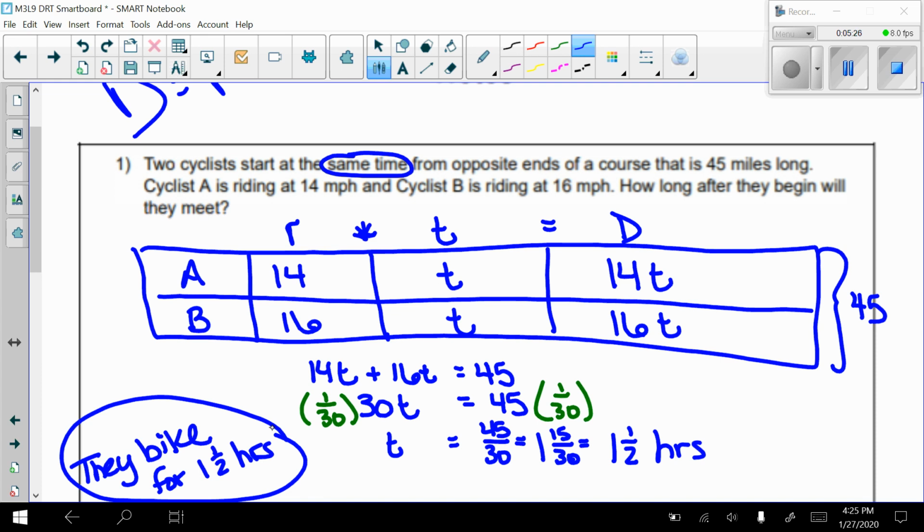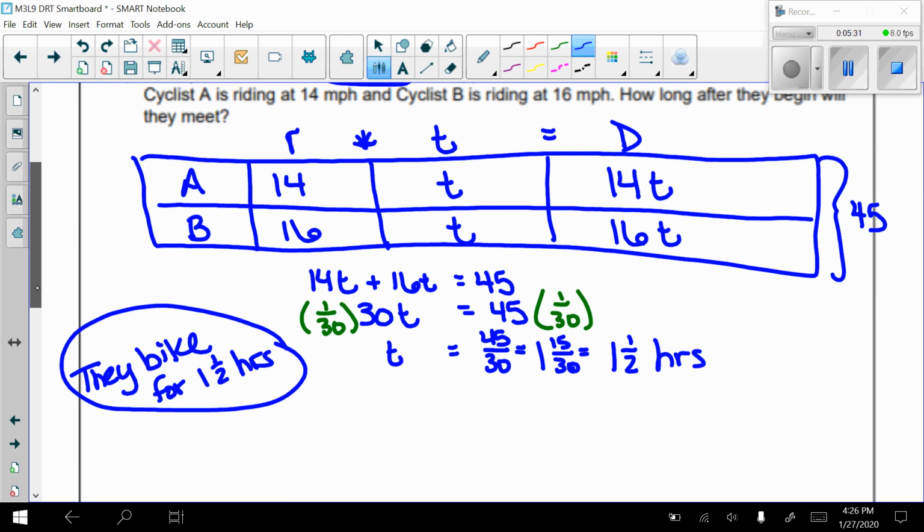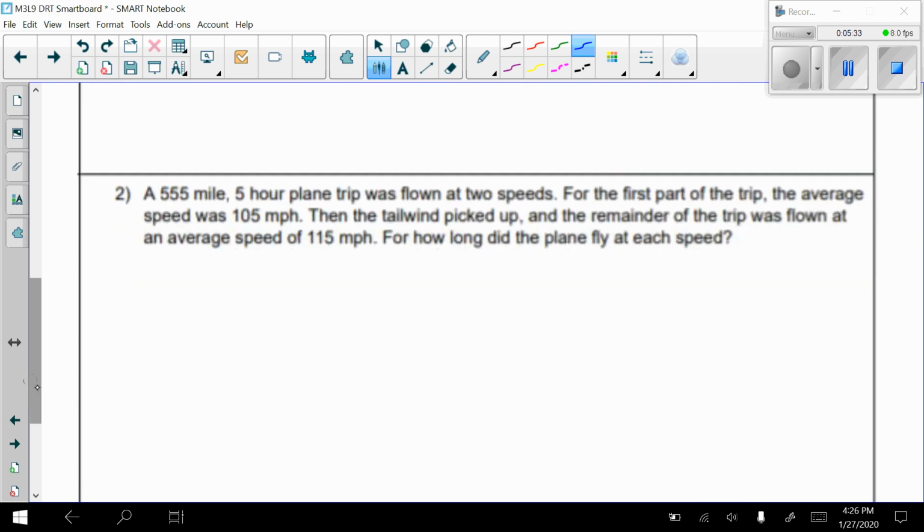So once you have the equation written, it's not so bad. It's just getting that chart filled in to get to your equation. Let's try this next one.